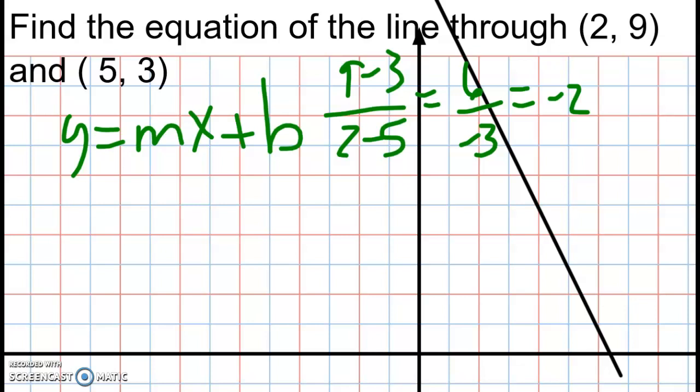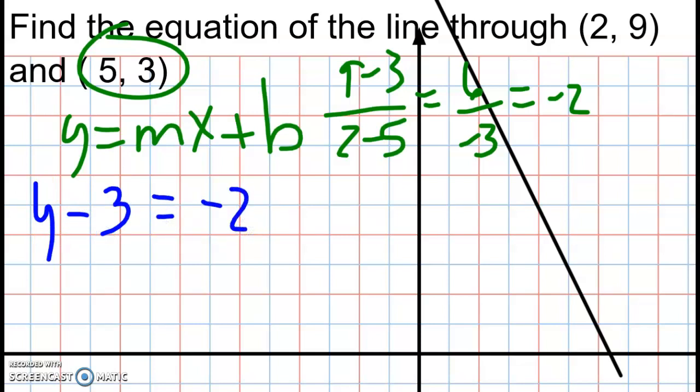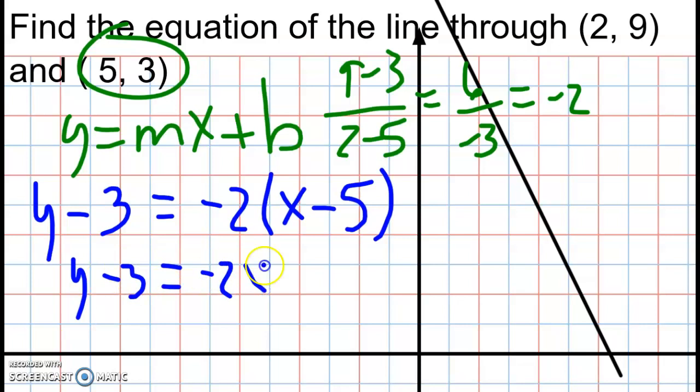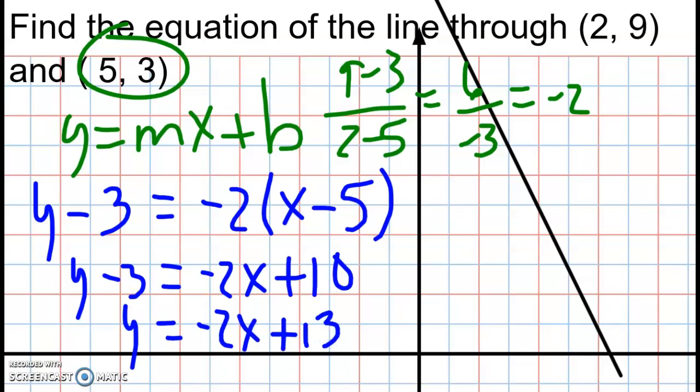So I'm going to use the point slope form, and I'm going to choose this point. It doesn't matter which one, but I'm just choosing that. I'm going to take y and subtract the y coordinate. That's going to be the same as the slope, which I just found was negative 2, times x minus the x coordinate. So that's y minus 3 equals negative 2x plus 10. If I distribute the negative 2, add 3 to both sides, we get y equals negative 2x plus 13. And 13 makes sense to me that I might be going through the y-axis up there at 13.